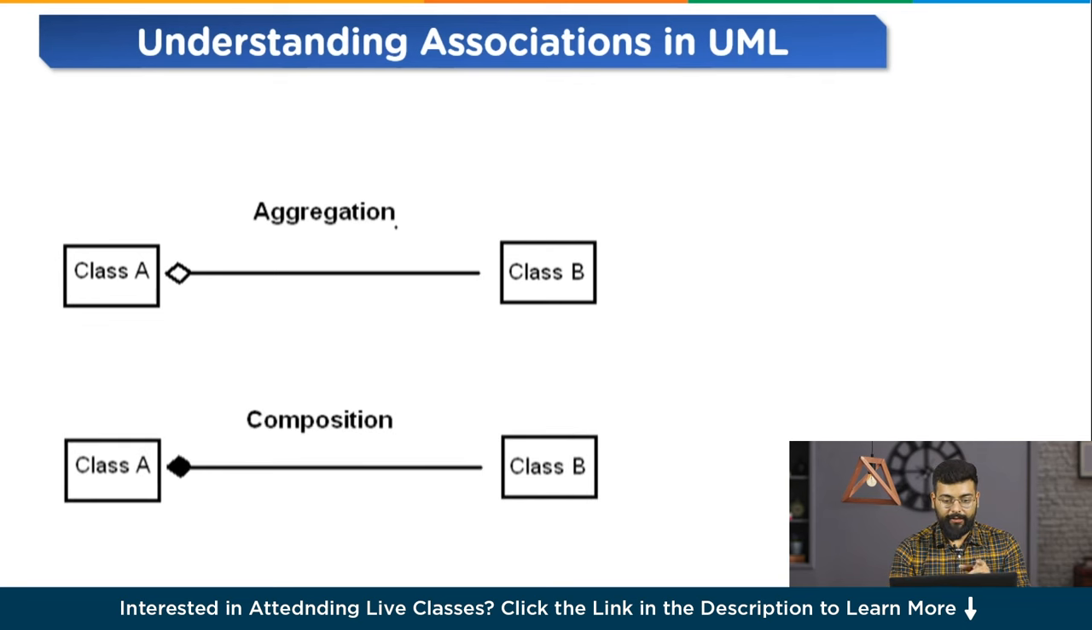Now moving to the next, that is composition. So a stronger form of aggregation implying strong ownership. If the whole is destroyed, the parts are destroyed too. So to represent them, we'll use a line with a filled diamond at the whole class end. For example, a house class, that is the whole, and a room class, that is a part. If the house is destroyed, the rooms cease to exist. So the rooms will also be destroyed. So this is about the composition association.